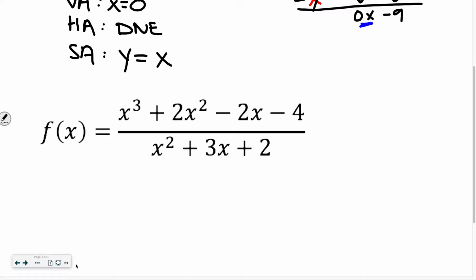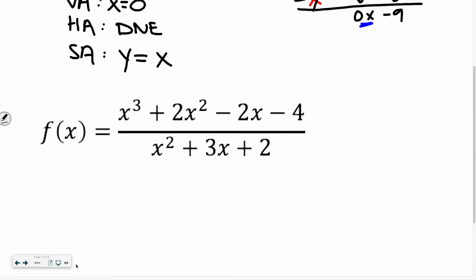x cubed plus 2x squared minus 2x minus 4, all over x squared plus 3x plus 2. Well, really, I'm going to run through the same steps as yesterday. Note, the only time I change my step is if I answer horizontal asymptote does not exist, then I check for a slant asymptote. Okay. So I'm going to factor everything.